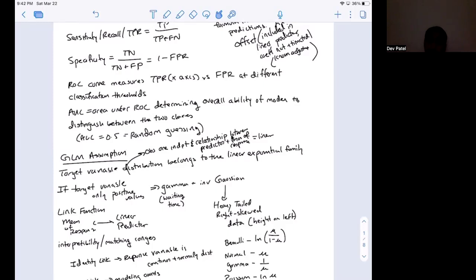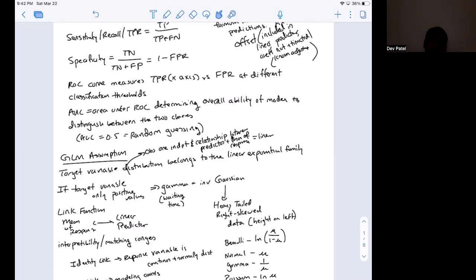GLM assumptions was another question on October exam PA, and we know the typical assumptions of linear regression, like the expected value of the errors needs to be zero. You know, variance of the errors are constant; they're homoscedastic.